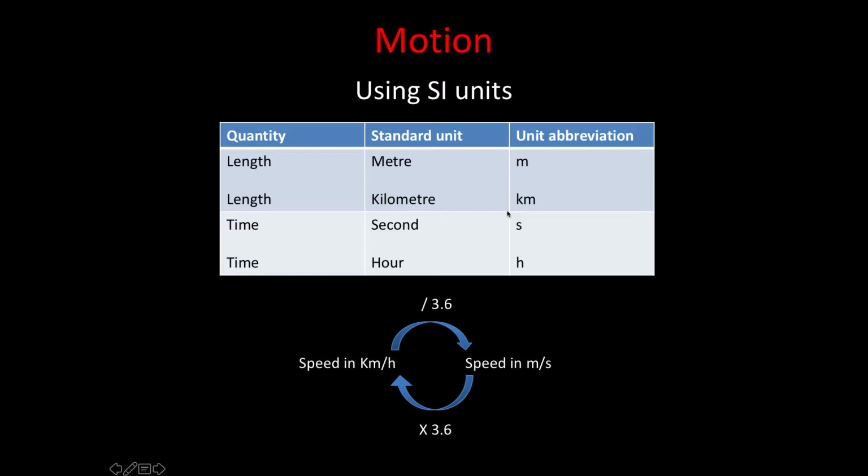Now within motion, you'll have to do a fair bit of conversion actually, and we use the standard international units, which for us is just the metric units. So it makes our life much easier using these metric units. Most of the world uses metric units except for America, who still uses the imperial system. So for length, we'll be using meters and kilometers, which is shown by m and km. For time, we'll be using seconds, shown by s, and hour, shown by h.